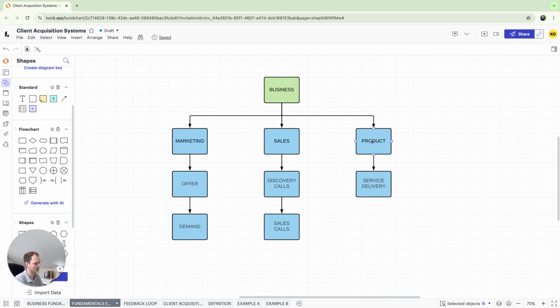And then our product, our biggest subcomponent, is our service delivery. This is where we deliver on the transformation that we told the customer we could help them with. This is the time to shine to show your customer why you're in business in the first place.